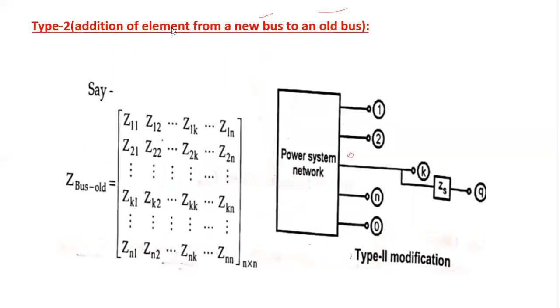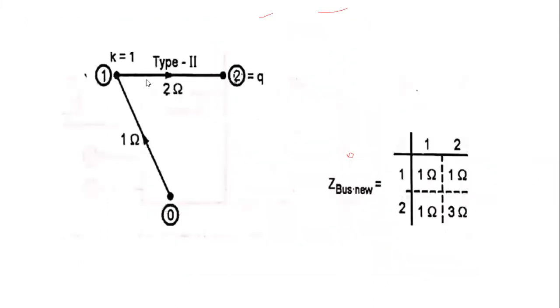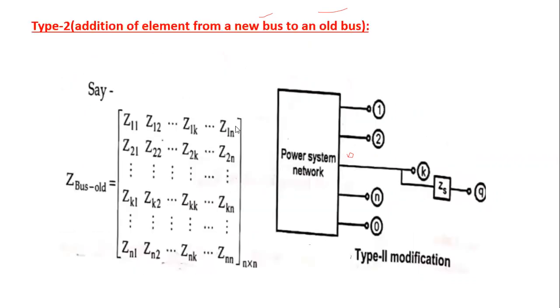What is meant by type 2 modification? The element is added between the new bus and the old bus. The new bus is q and the old bus is k. Therefore the element is added between the new bus and the old bus, and this type of modification is called the type 2 modification. What is the formula for that type 2 modification?